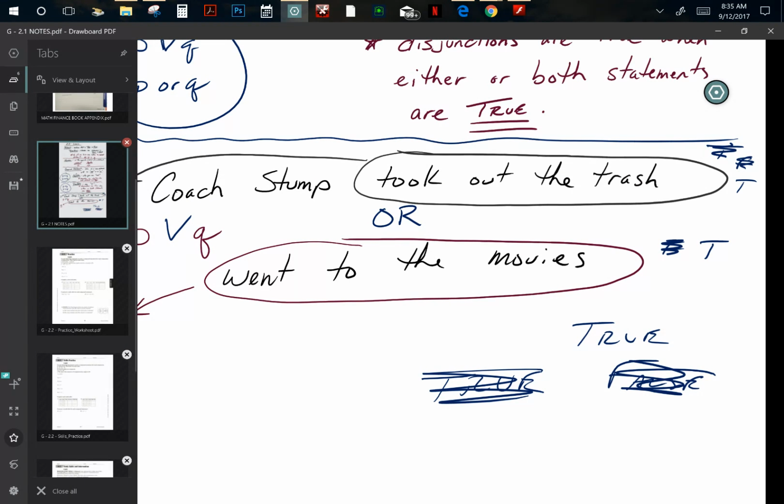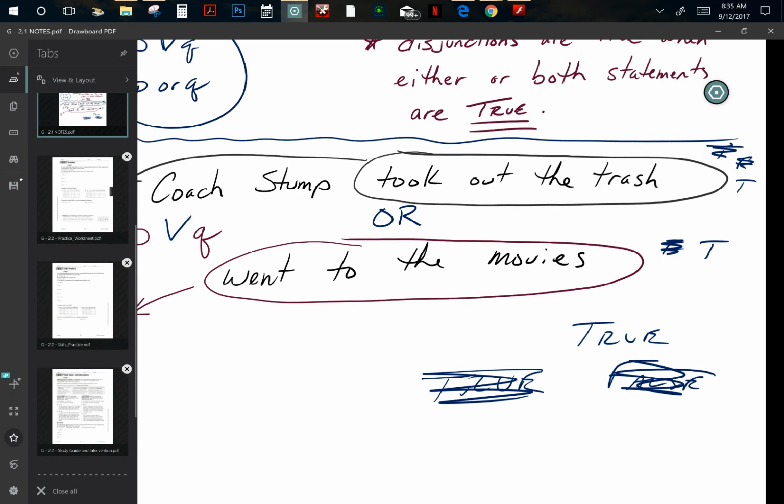I'm going to get out some examples that we're going to work on. I want to go straight to the truth tables.